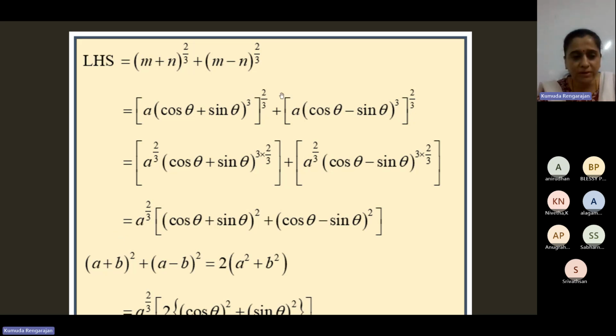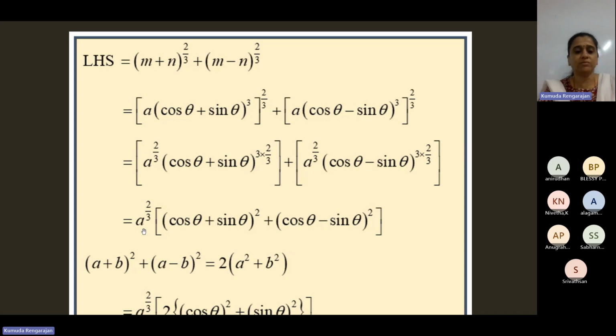So this becomes to the power 2 by 3. And this one, there is already this power 3, so 3 into 2 by 3. Same thing here: A to the power 2 by 3, and this one is raised to the power 3, and also raised to the power 2 by 3, so multiply the powers, so 3 into 2 by 3. Is that okay? Okay.